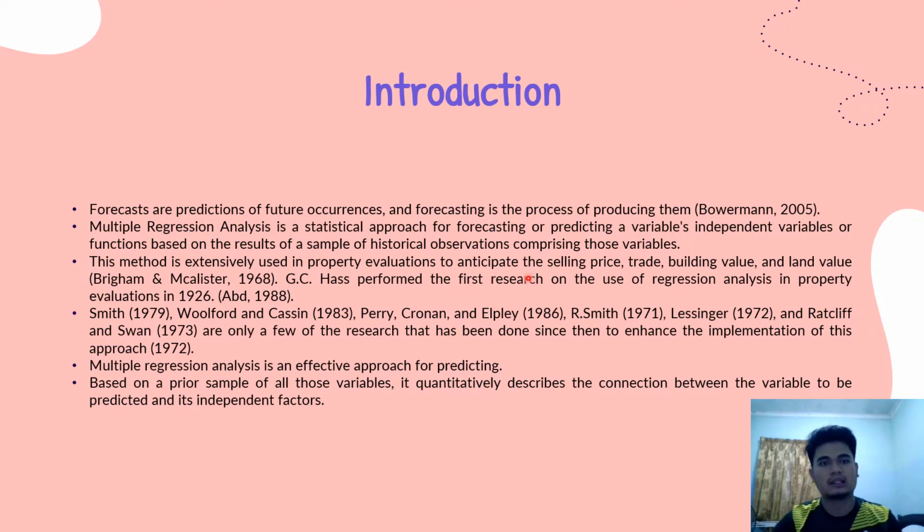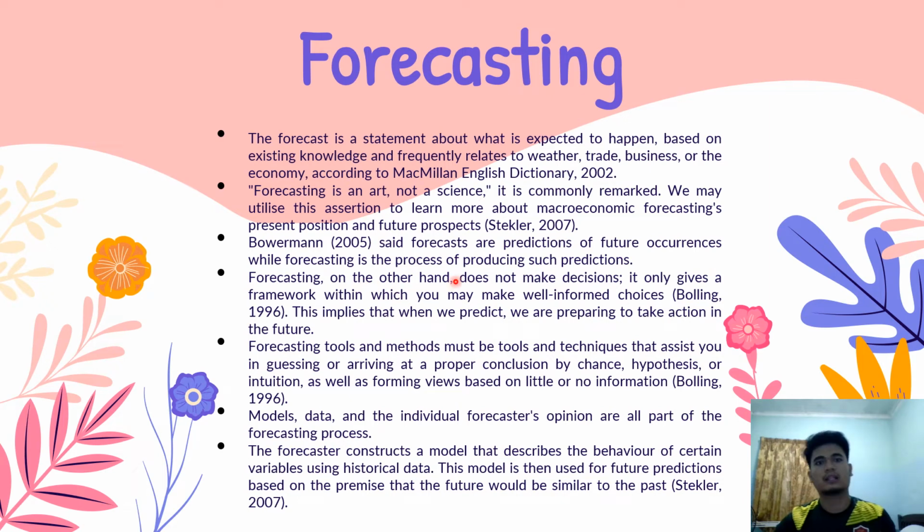This method is intensively used in property evaluation to anticipate the selling price, freight, breeding value, and the land value. From Britton and McAllister, GC has performed the first research on the use of regression analysis in property evaluation. For forecasting, a forecast is a statement about what is expected to happen based on existing knowledge, and frequently related to weather, trade, business, or economy, according to Macmillan English Dictionary 2003.